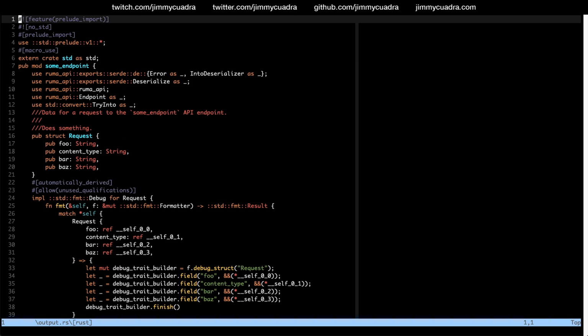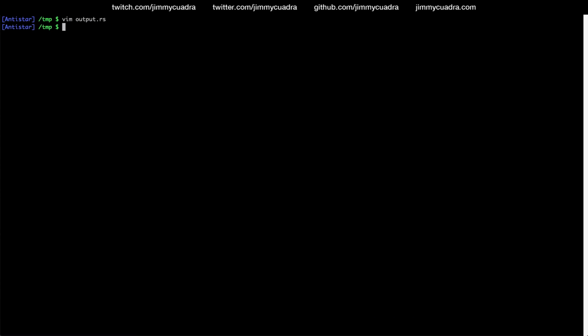Maybe what I'll do is just make a new cargo project. Let me do mkdir, cargo new --lib foo, and then we're going to move output to foo/src/lib.rs, and then let's move into foo.